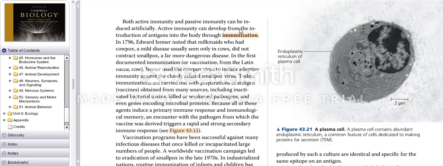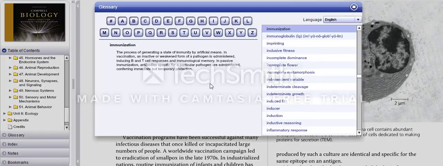So in this section immediately talks about active and passive immunities being induced artificially. So immunization is an example of active immunity. So when I think of this, I think of an inoculation. I think probably the most common inoculation is influenza. When you go to get a shot, they introduce an inactive or weakened form of the pathogen so that the responses get a head start.